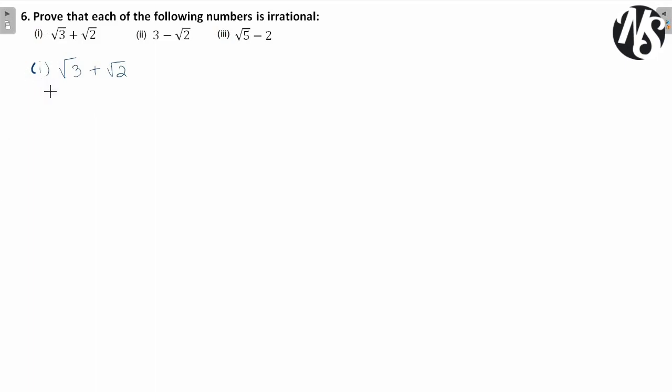So let's find root 3. To find root 3 by division, we will write first this pair. I hope you have watched my video on how to find square root using the division method. So it continues this way. So we have to divide this, right?